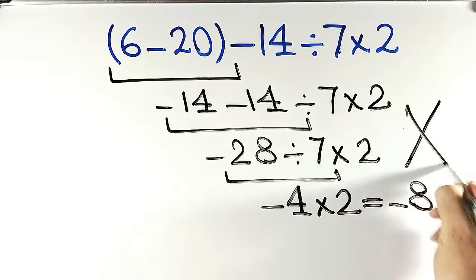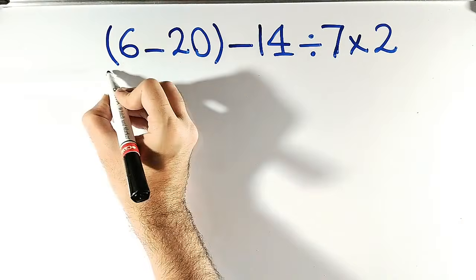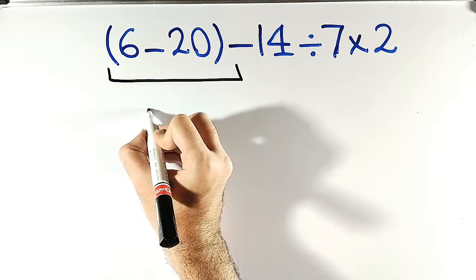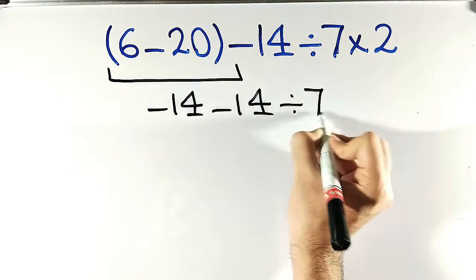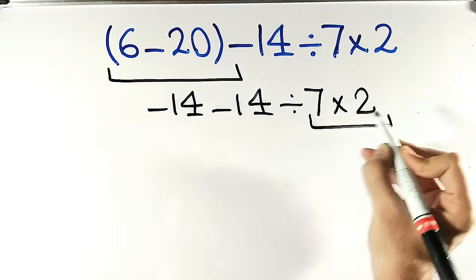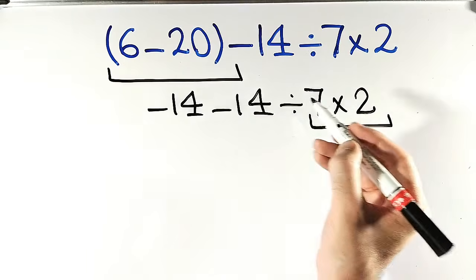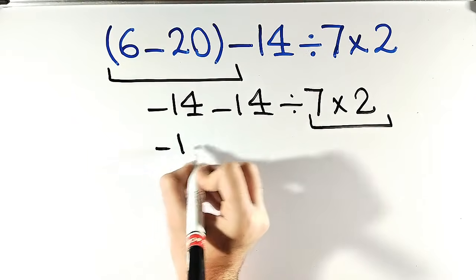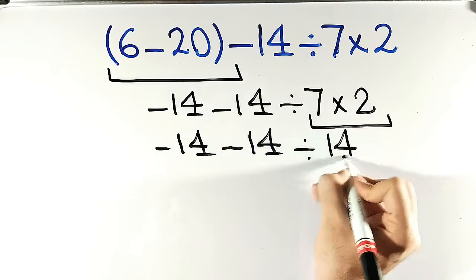But that's definitely wrong. Also, some other people, when solving this question, again go straight to the expression inside the parentheses. And instead of this expression, they write negative 14 minus 14 divided by 7 multiplied by 2. And the next step, they go for the multiplication between 7 and 2 because they think multiplication has a higher priority than division. So, instead of this expression, they write negative 14 minus 14 divided by 14.